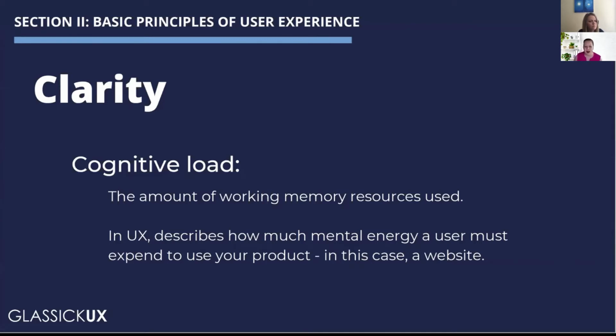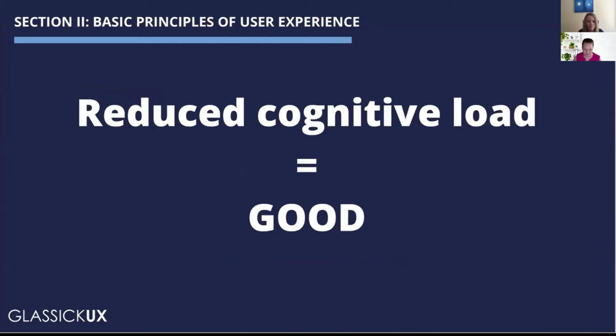If you're familiar with psychology, you've probably heard this term before, cognitive load. In psychology, the definition is the amount of working memory resources used. However, UXers have sort of hijacked that phrase a little bit and started to apply it pretty heavily to our work. In UX, when you're talking about cognitive load, you're really describing how much mental energy your user is going to have to put forth to accomplish a task or to navigate your website. And the important thing to know there is that reduced cognitive load is good. This should always be a priority.